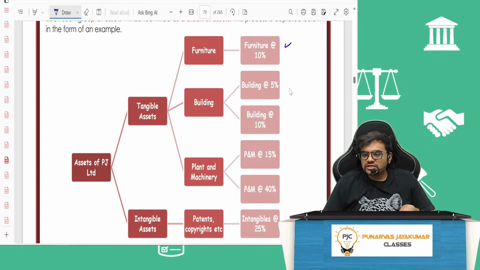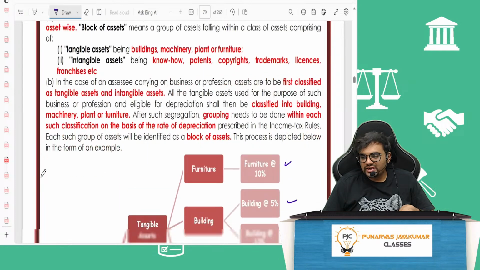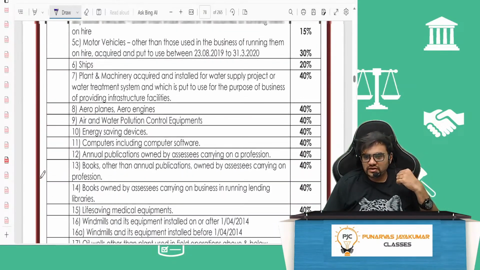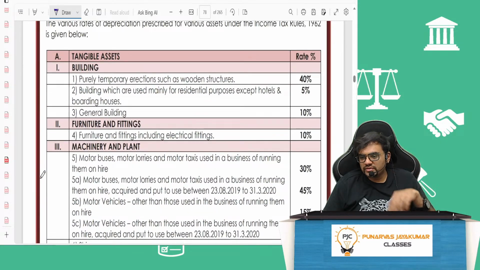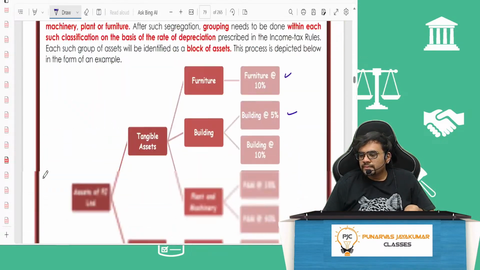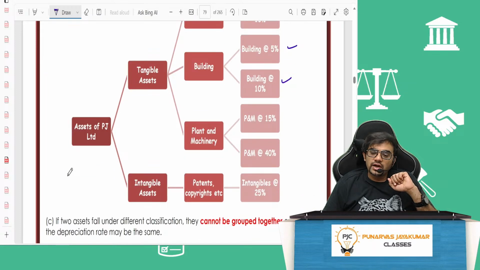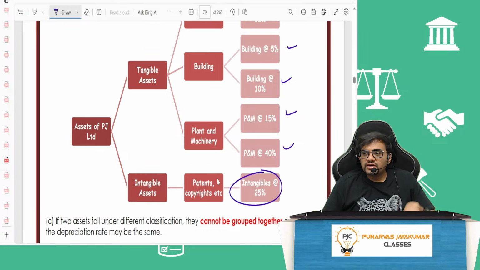Building, if it is used for residential purposes, like guest houses, Infosys has a guest house, then it is a different rate. What rate will that be for a guest house? 5%. If it is a normal office building where your office is situated, 10%. Plant and machinery, you have two blocks there. One is plant and machinery at 15%, one is 40%. And all intangibles are covered under the 25% slab, 25%.